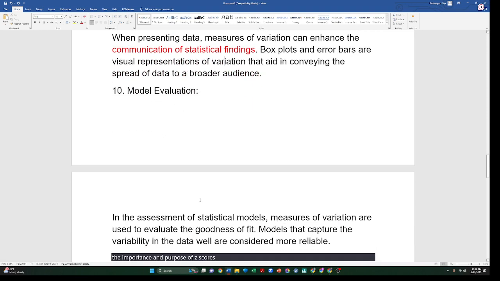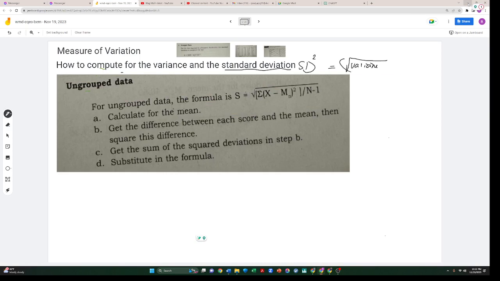Number 10, model evaluation. In the assessment of a statistical model, measure of variation are used to evaluate the goodness of fit. It can also be used in linear regression and Pearson correlation. Models that capture the variability in the data well are considered more reliable. Okay? So that is the importance of measure of variation.